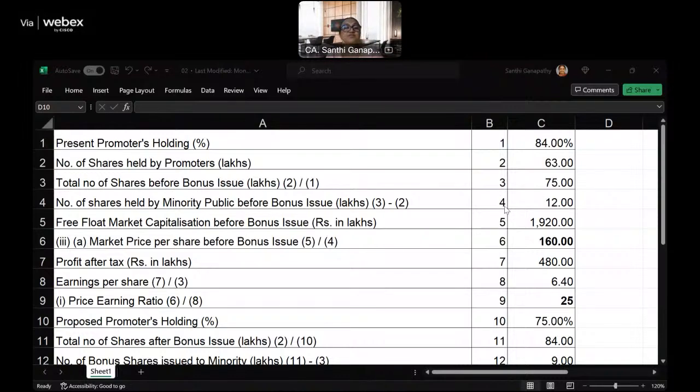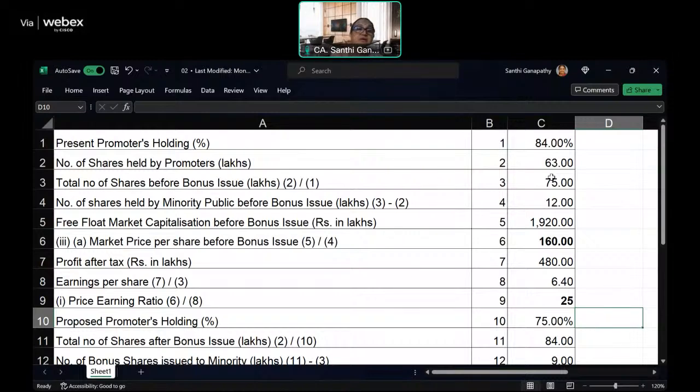We have the present promoters holding. Number of shares held by them is given. So if this is 84%, what is 100%? We'll find. Number of shares held by minority, we can find. What is the free float?